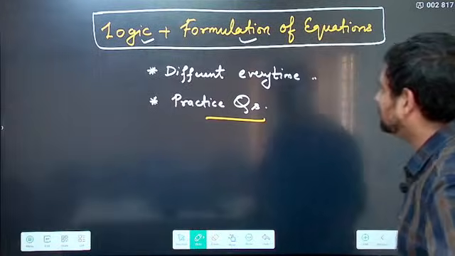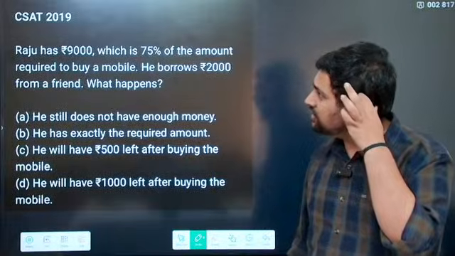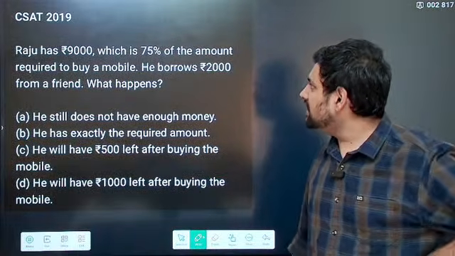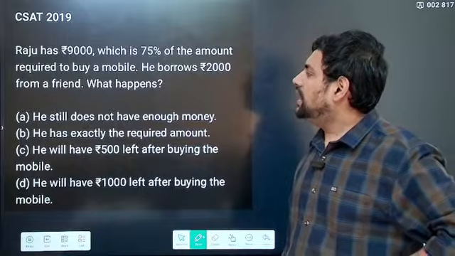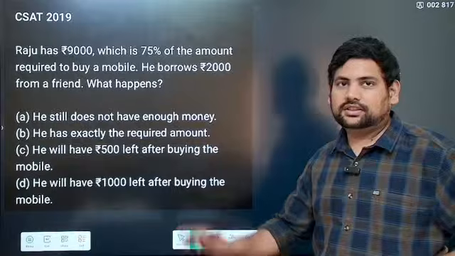Okay, now let's get started. So this is the question. Raju has 9,000 rupees, which is 75% of the amount required to buy a mobile. He borrows 2,000 from a friend. What happens?